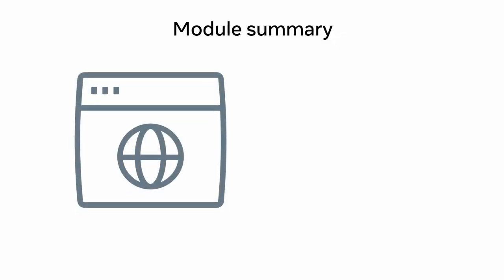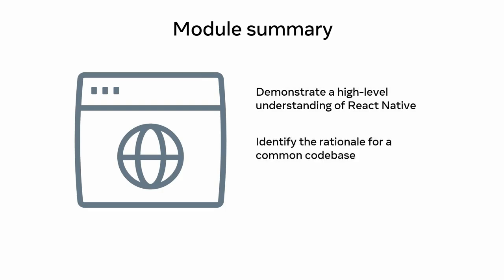Following the React lesson, you were introduced to React Native, a JavaScript-based mobile app framework, which is used to construct natively rendered applications for iOS and Android. During this lesson, you learned how to demonstrate a high-level understanding of how React Native facilitates cross-platform mobile application development through JavaScript, identify the rationale for a common code base, and outline the benefits of a common code base such as cost, simplicity, and increased development speed.